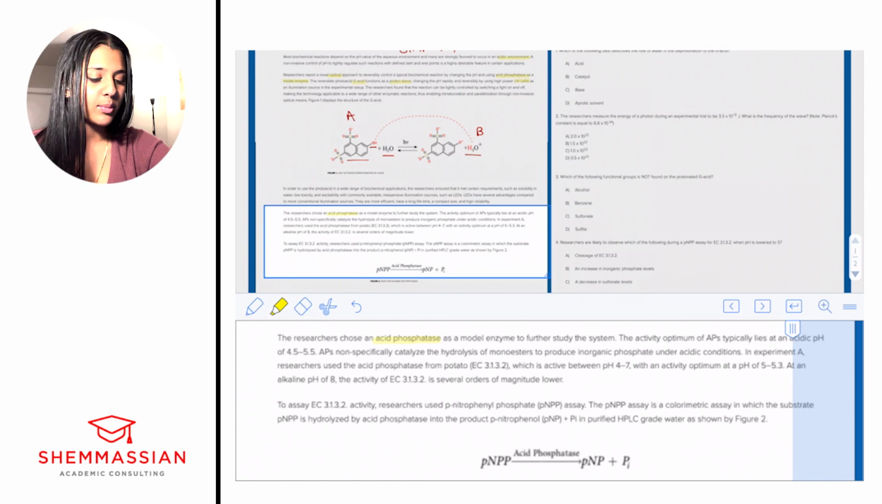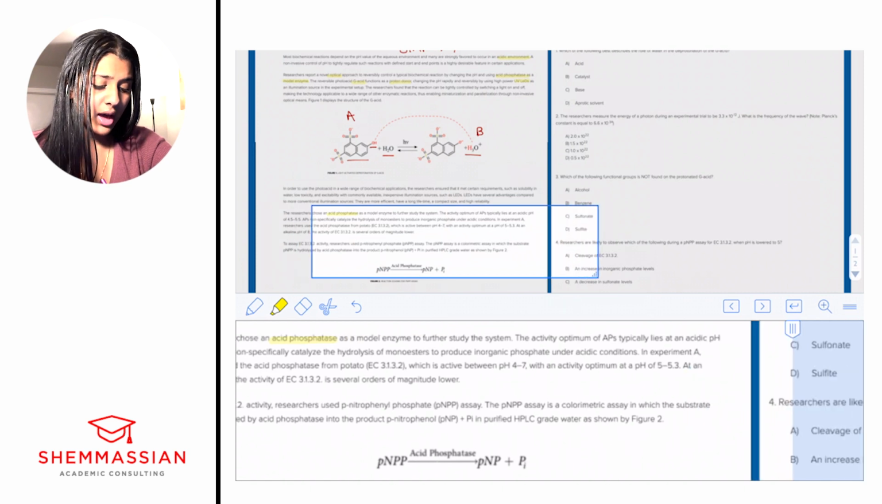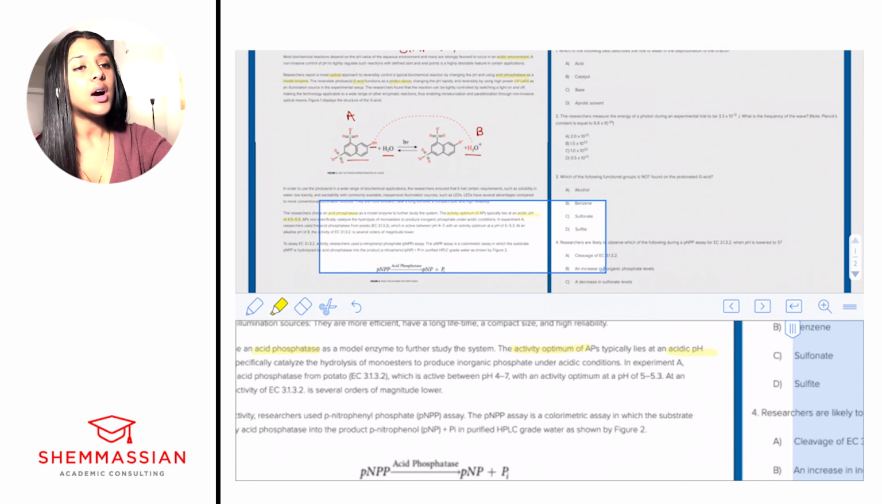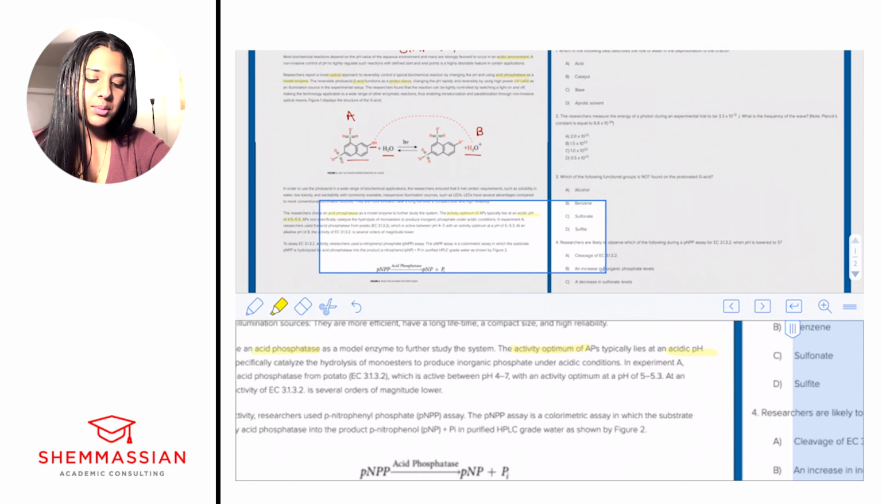Okay, acid phosphatases, APs, non-specifically catalyze the hydrolysis of monoesters to produce inorganic phosphate under acidic conditions. All right, so looks like when we use APs, inorganic phosphates are going to be part of the product. Just something to keep note of.